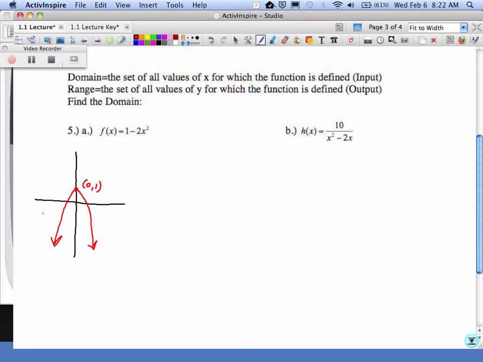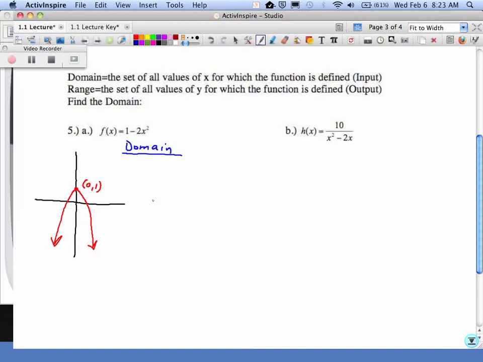So if I'm going to talk about the domain, what x values are represented whenever you draw a U-shaped graph? Do we have any restrictions? I want an interval, like interval notation. From what x to what x am I allowed to use in this function? Is there a number, when you look at 1 minus 2x squared, that you know you can't use?